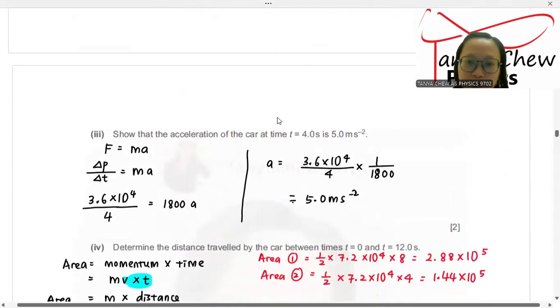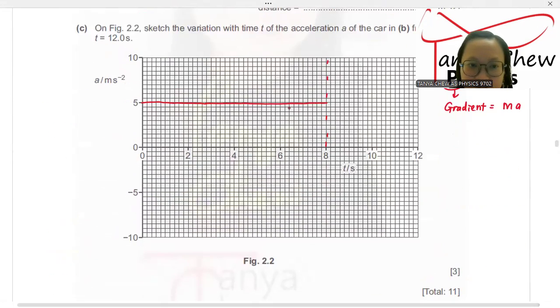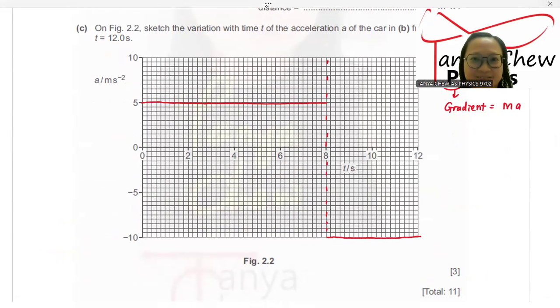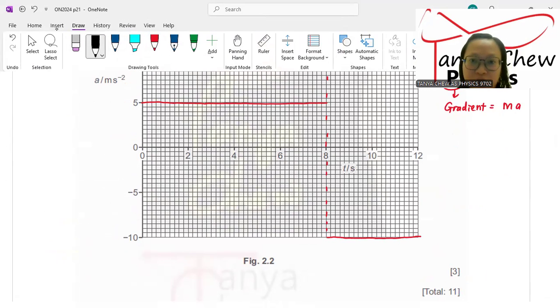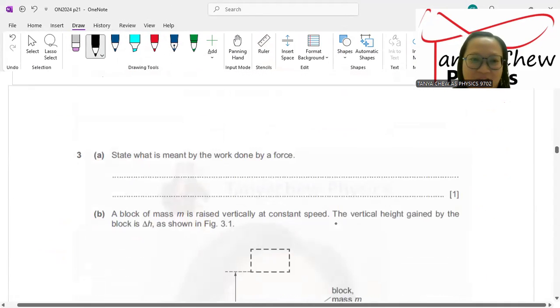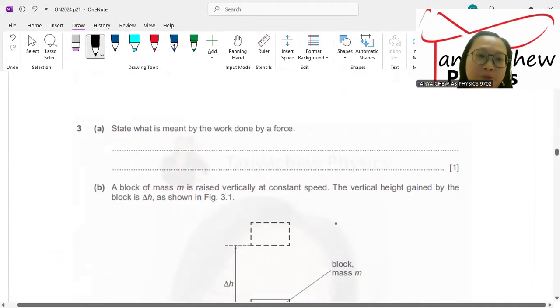Right, so from 8 to 12 seconds, it is constant deceleration, which is negative 10. Done. If you have any hesitation, if you're confused with the graph that I drew, do not hesitate, just comment below. Now, we move on to question number 3.